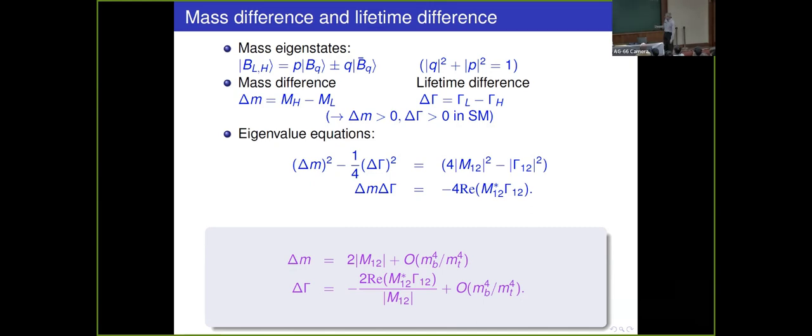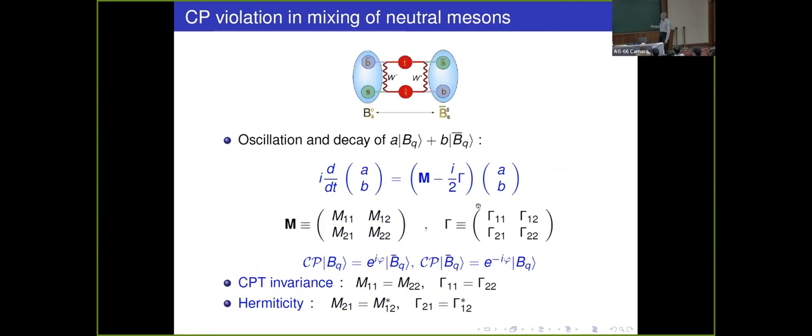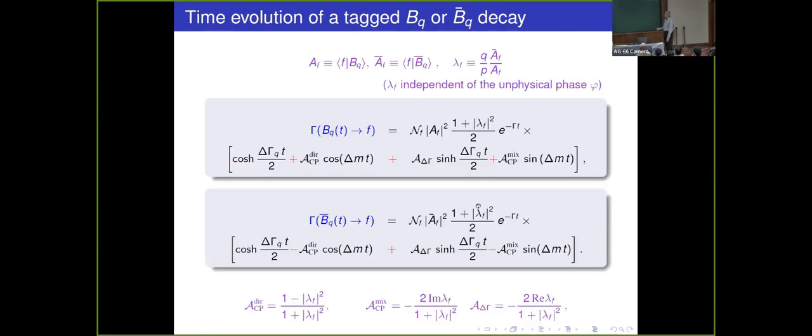You will see here that only M12 and gamma 12 appear in this, whereas M11, M22 just disappear. Gamma 11, gamma 22 are not dependent on this. Okay, so it's very important that delta M and delta gamma simply depend on the quantities which are off-diagonal elements of this matrix. And you will notice that off-diagonal elements simply mean the elements that couple B0 to B0 bar. Okay. So B0, B0 bar mixing is a very important part of getting mass differences and lifetime differences.